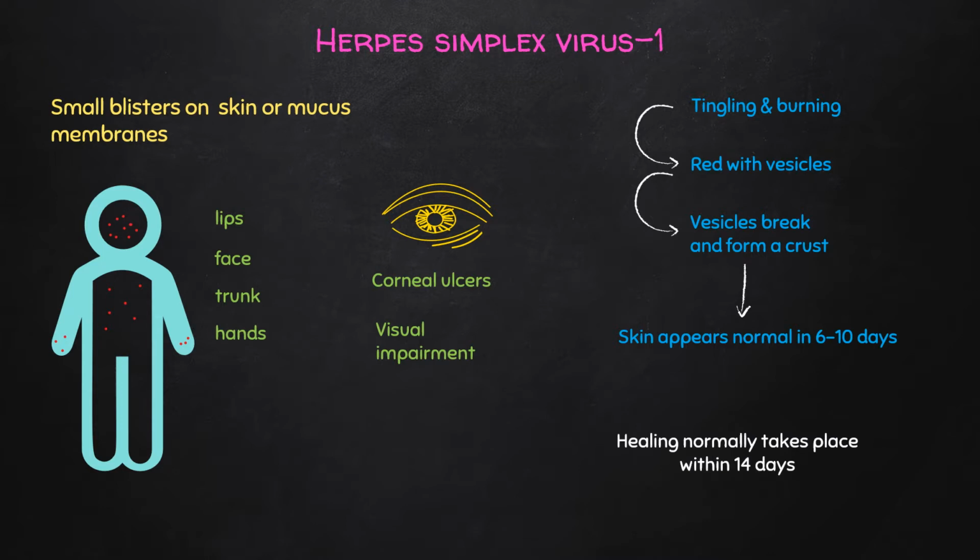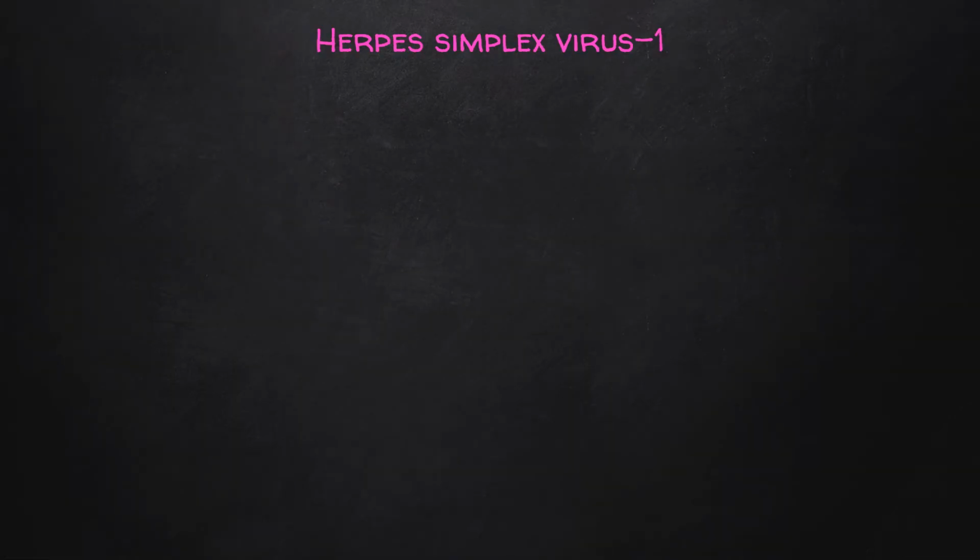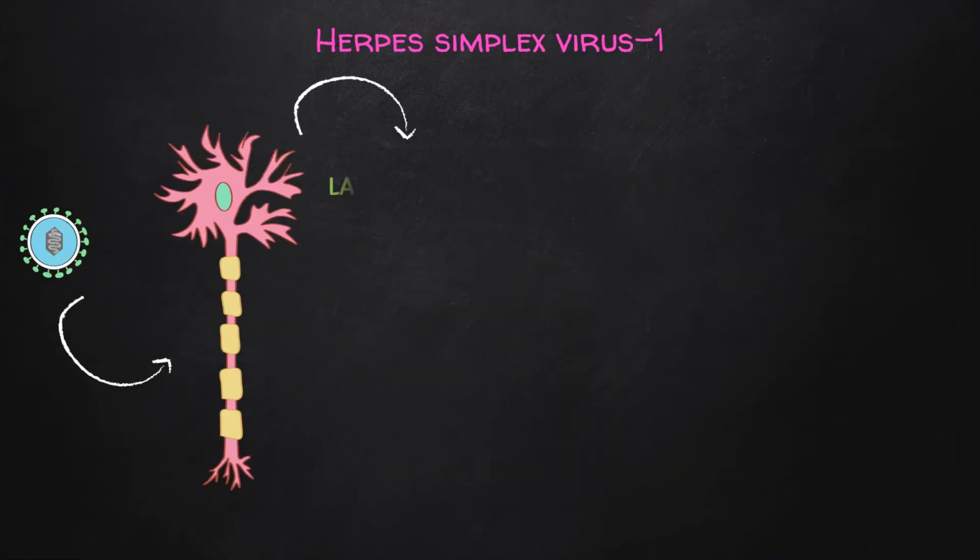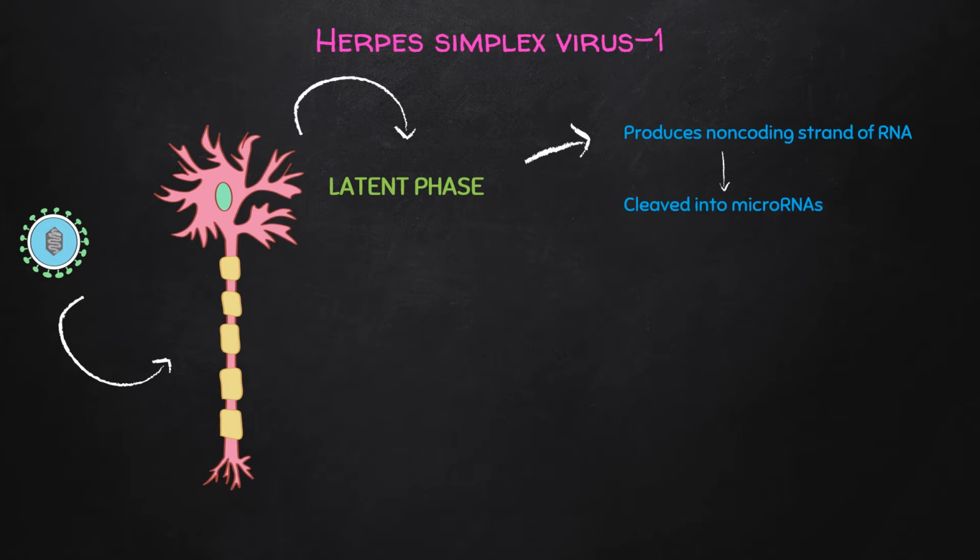Following the primary infection, the virus migrates to the neuron as a latent phase. During this phase, HSV1 produces a non-coding strand of RNA, ribonucleic acid, that is cleaved into very short segments called microRNAs. These microRNAs inhibit the cellular production of proteins that have the ability to reactivate the virus.